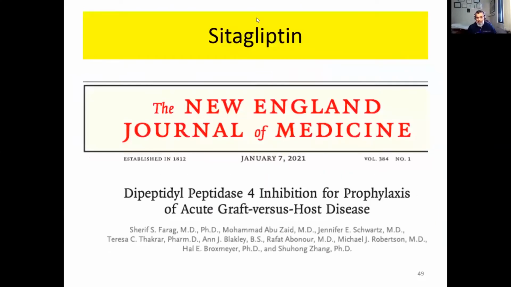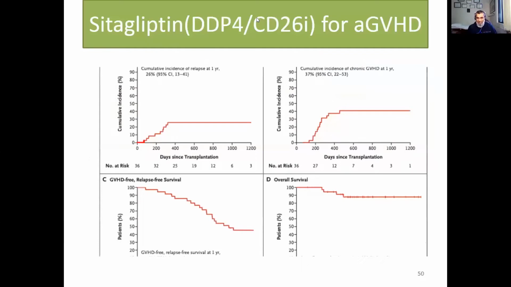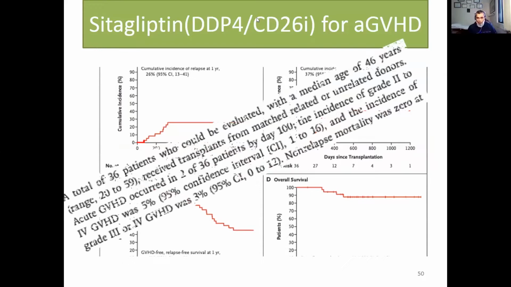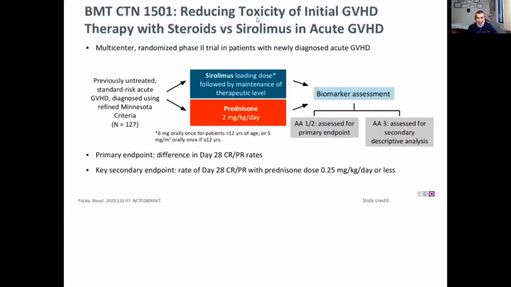This is very interesting data. This is sitagliptin, a drug used in diabetes, which is a dipeptidyl peptidase 4 inhibitor, but it also inhibits CD26, which is a receptor on T cells. And when given in mega doses, about 12 times the dose you give to diabetics, 600 milligrams, this was shown in a small study to bring down the incidence of grade 2 to 4 GVHD to 5%, and the non-relapse mortality was 0 at day 100.